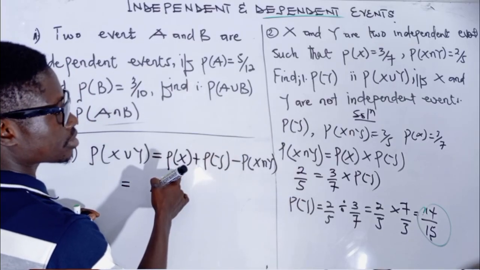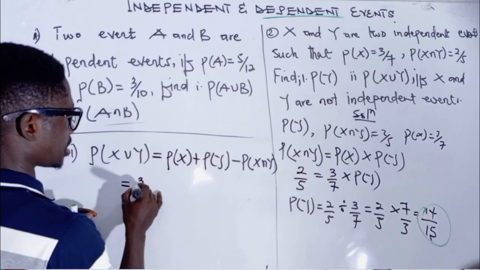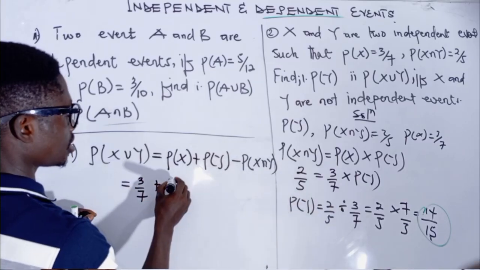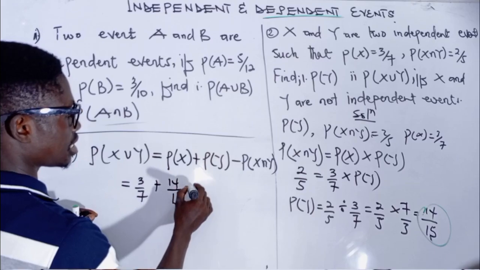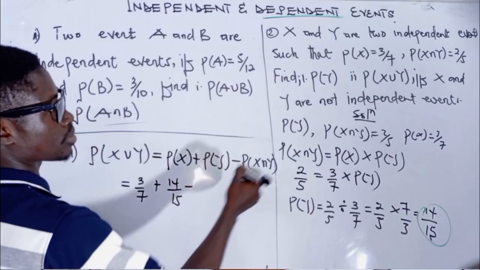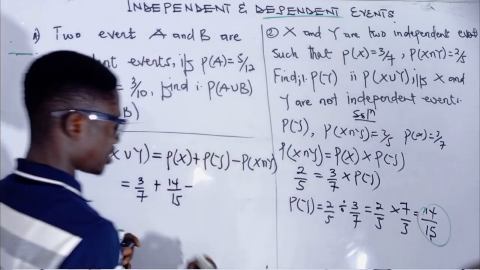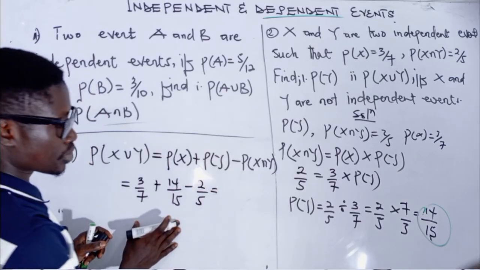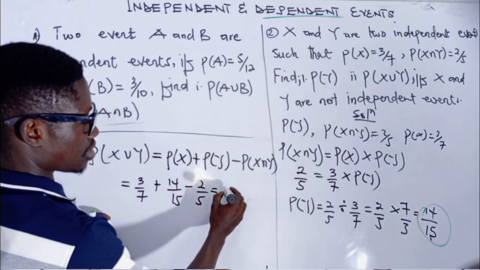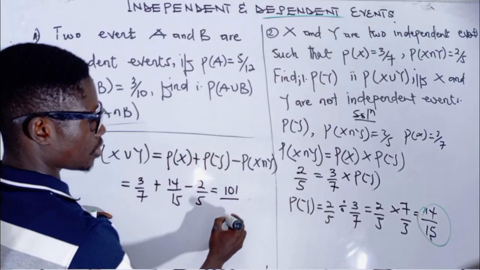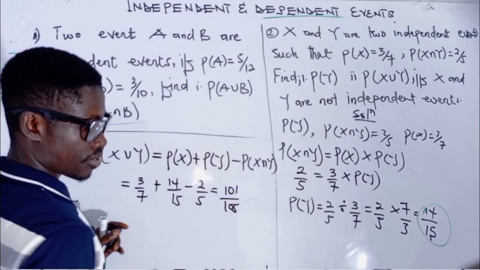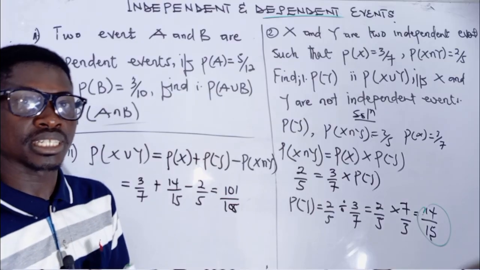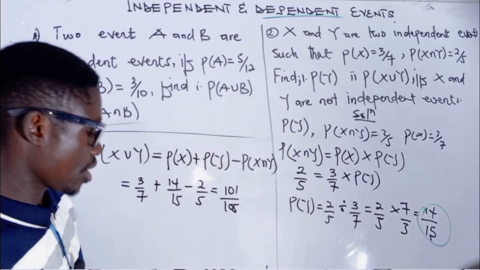P of X, we have 3 over 7. P of Y, we have 14 all over 15, minus P of X intersection Y, we have 2 over 5. So when you do your addition and subtraction, you are going to get 101 all over 105. Very, very easy as ABC. Let's look at one more example and then we move.